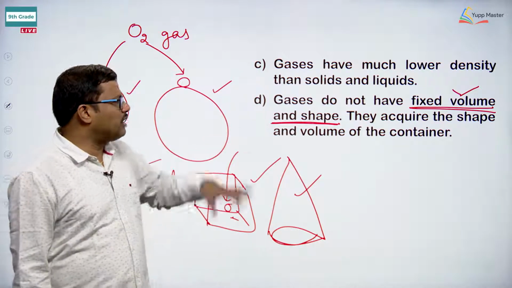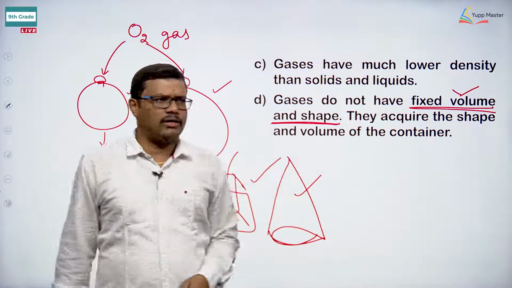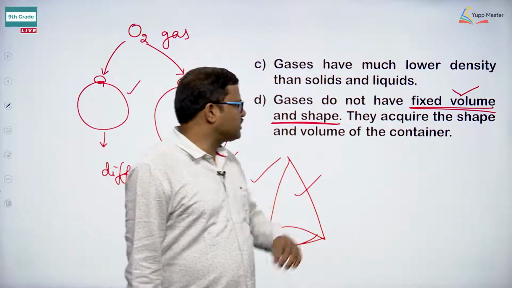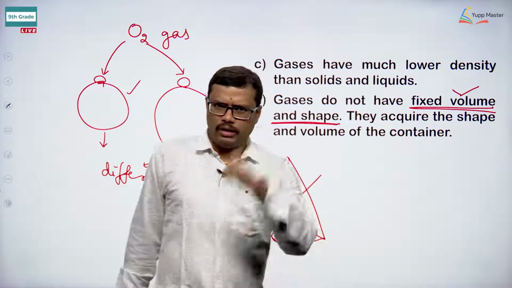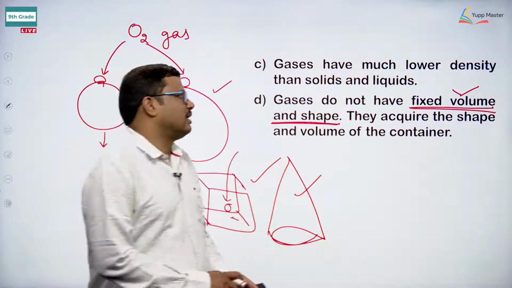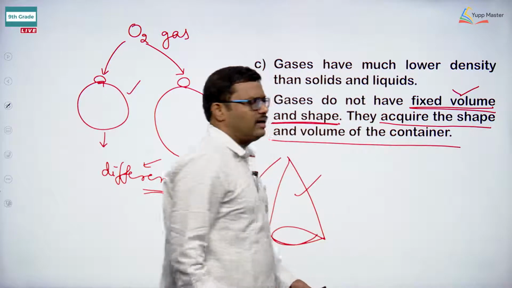So, the shape is not fixed, volume is not fixed. Therefore, we say that gases do not have a fixed volume and a fixed shape. The shape is not fixed as well as the volume is also not fixed. But what happens? It will acquire the shape of the container and the volume of the container.